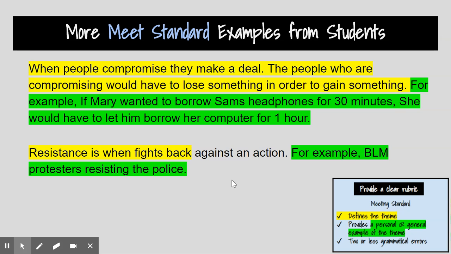Here are 2 more examples. Very similar to the previous slide. Pause here to read them to yourself.